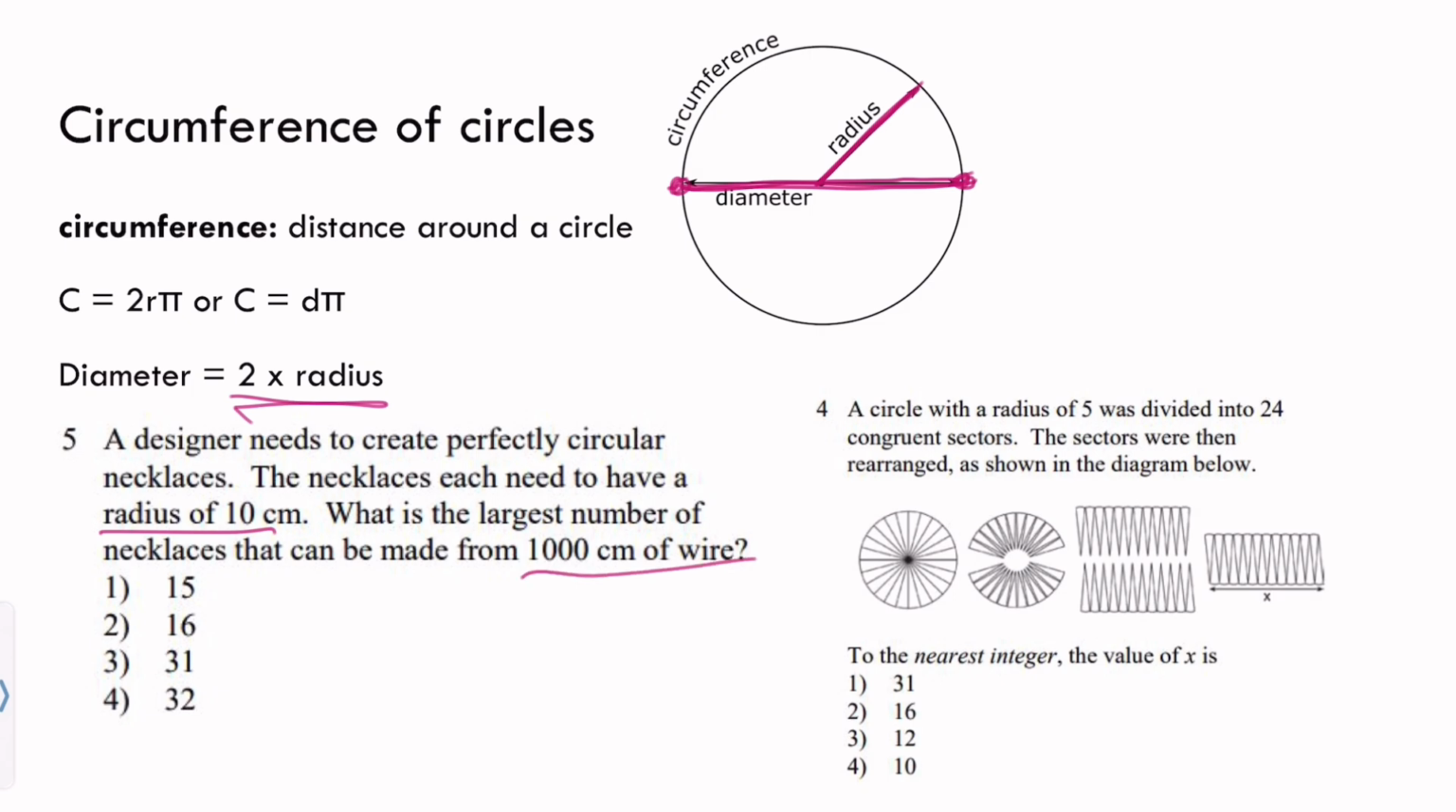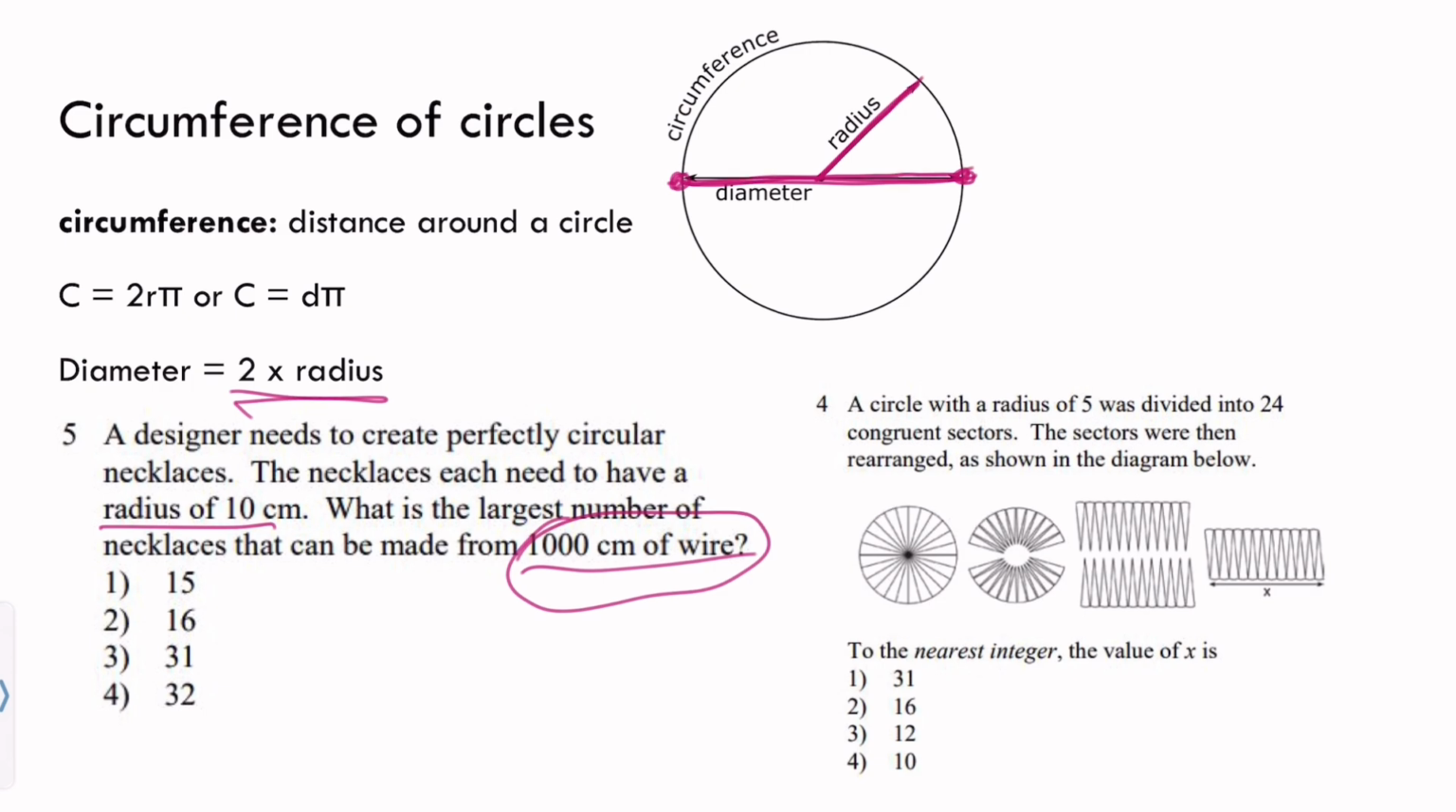Let's just find the circumference of one circle. Okay, so we're trying to find how many necklaces we can make with this amount of wire. First, let's just find the circumference of one necklace. So we're given the radius, right? We can find the circumference by using 2 times pi times radius.